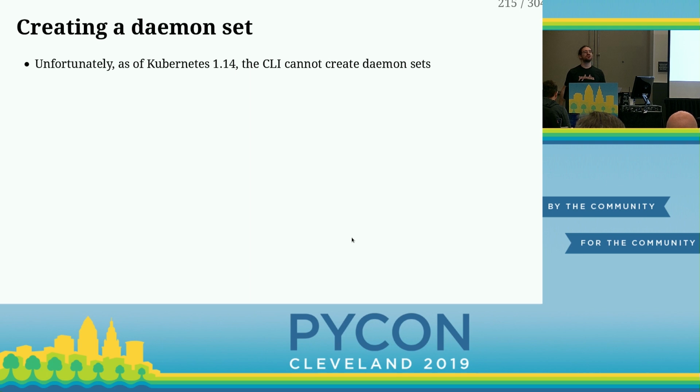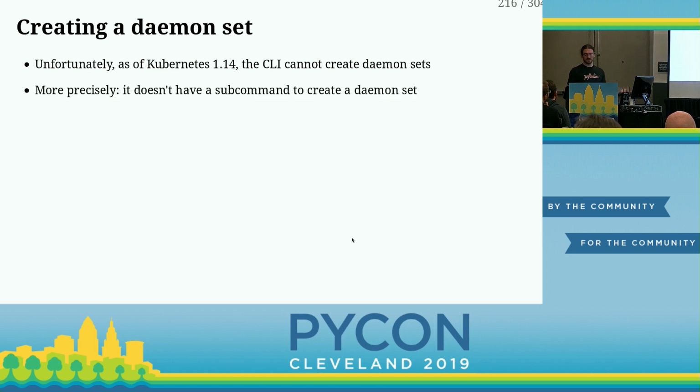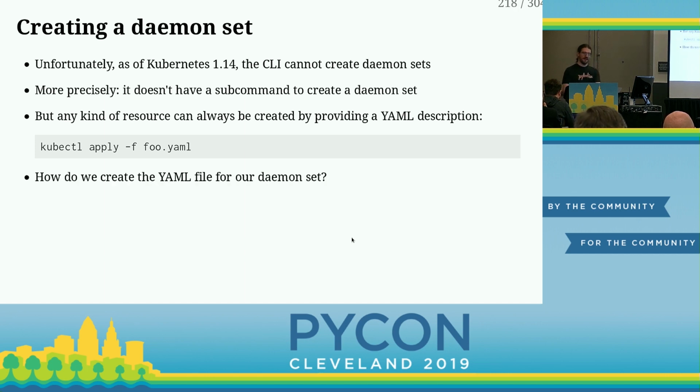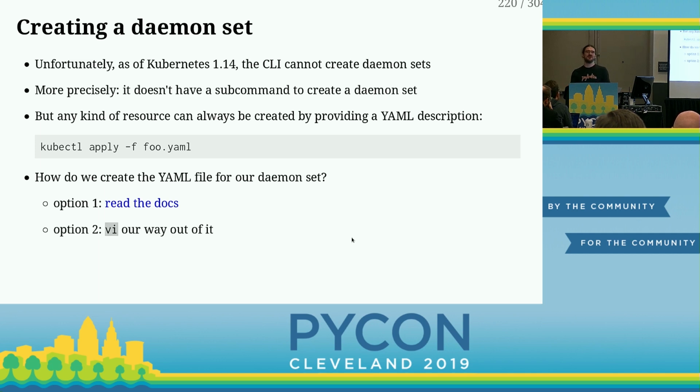Unfortunately, we don't have a kubectl create daemonset command, at least not in Kube 1.14. So we cannot create a daemon set in a nice way. So we have to fall back to plan B, which is write custom YAML and send that YAML to the API server. So how do we do that? Well, we read the documentation and we write the YAML, except I don't feel like reading documentation this morning. So instead, we're going to try to find our way around that.